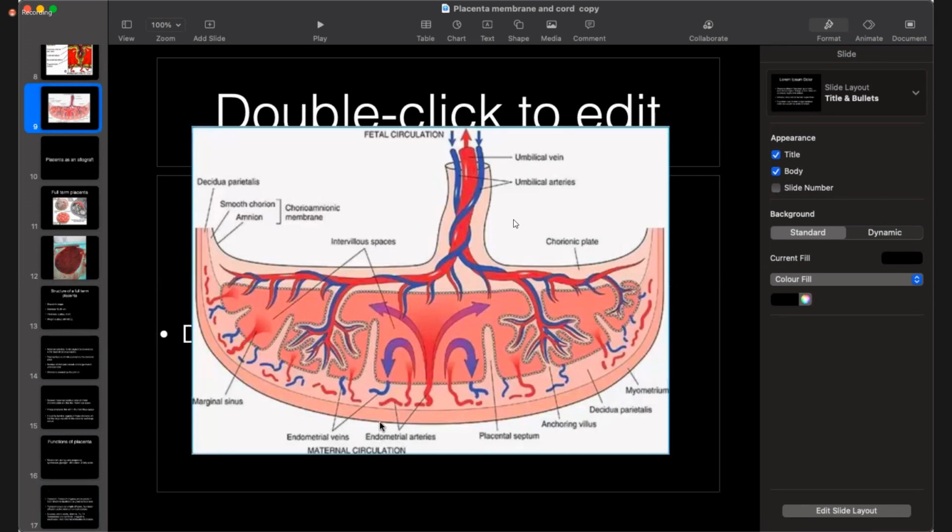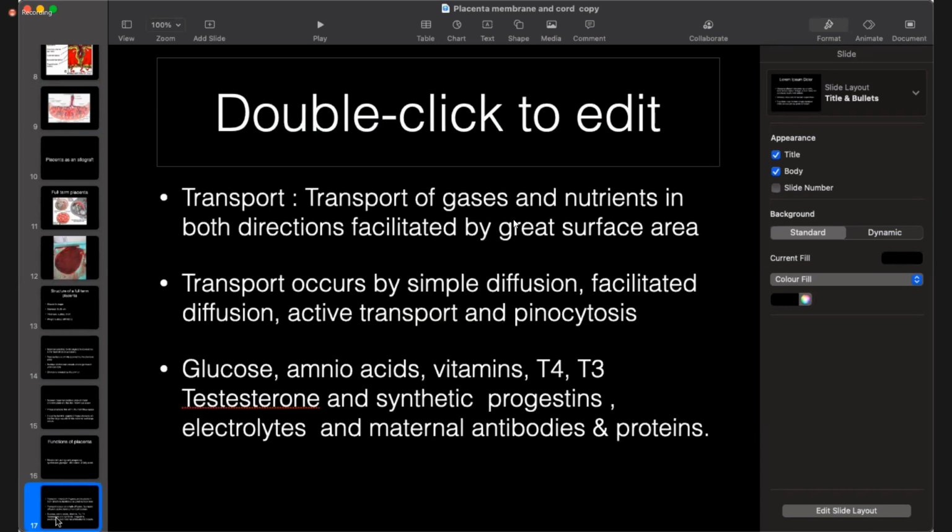And villus structure makes the surface area a big one. Transport occurs by simple diffusion, facilitated diffusion, and various other means. Apart from this, oxygen, carbon dioxide, glucose, amino acids, vitamins, and hormones also can get transported across the placenta.